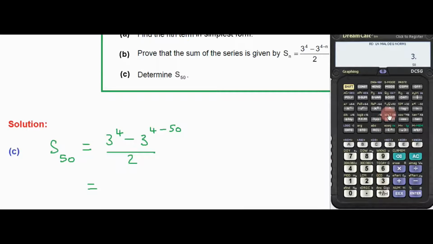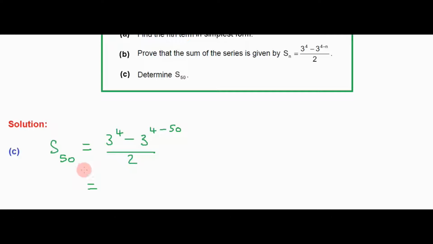And this we can work out on a calculator. So 3 to the 4 minus 3 to the negative 46, divided by 2. And this comes to 40,5. So the sum to 50 terms then is 40,5.